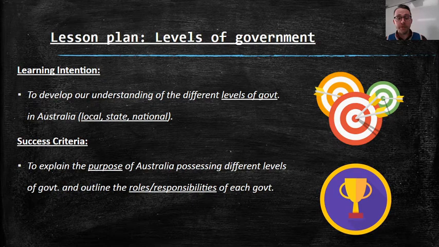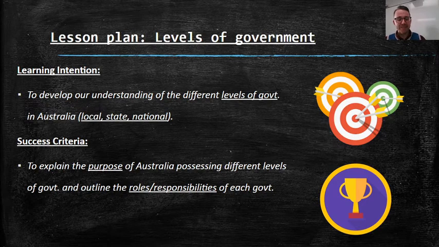This lesson we are looking at the different levels of government in Australia. So looking at the local, state and national government of Australia. And we're trying to explain the purpose of Australia having different levels of government. So why should we have state governments and local governments? Can't the national government do everything itself? No, and we'll find out why.